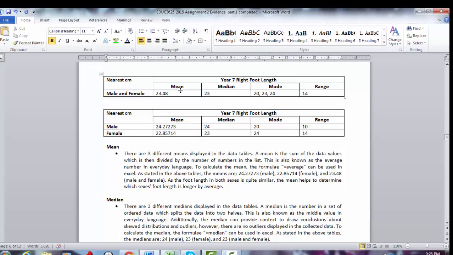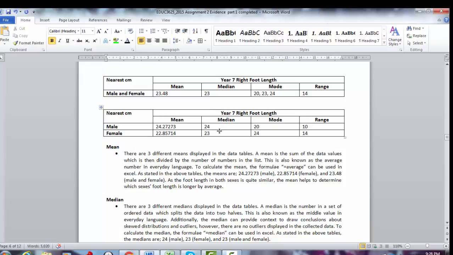As the foot length in both sexes is quite similar, the mean helps to determine which sex's foot length is longer by average. Then we've got the median. So there are 3 different medians displayed in the data tables, which are right here. To calculate the median, the formula equals median bracket select data bracket enter can be used in Excel. As stated in the above tables, the medians are 24 for male, 23 for female, and then we've got 23 for the male and female as well.